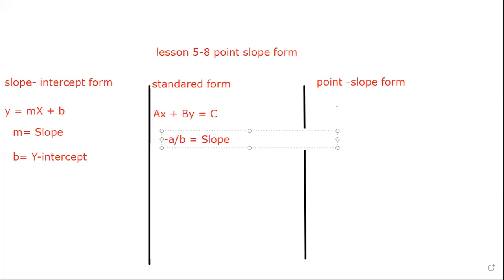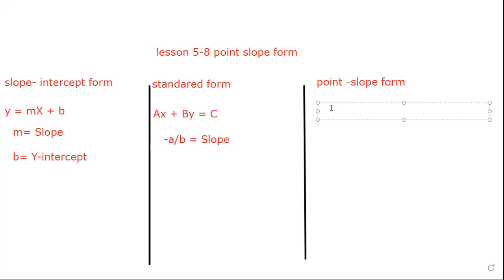What about the third one, which we want to talk about today? It's point-slope form. So it's a type of equation, and from the title, we have to give you a slope and a point to write the equation. The title said what? Point-slope form, right? So we have to give you a point and a slope to write the equation.